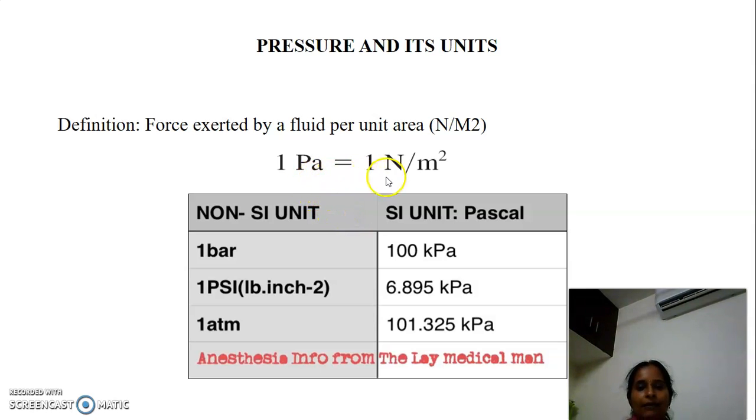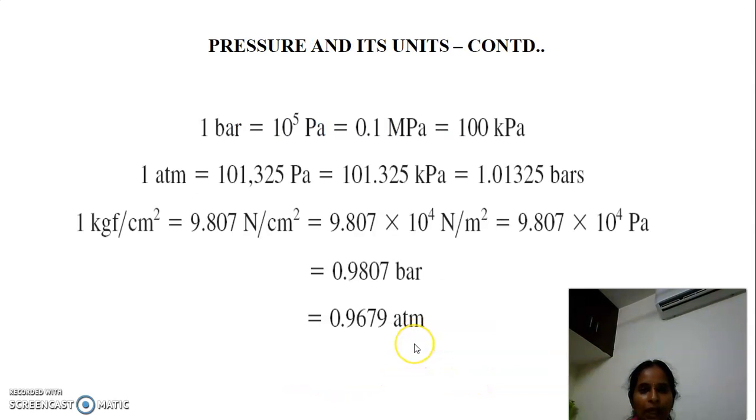1 Pascal is equal to 1 Newton per meter square. Newton per meter square comes from force exerted by a fluid per unit area. You should also know the bar, and the value for 1 atmosphere is 101.325 kilopascal. Then the next step is conversion, which you should try to learn. 1 bar is equal to 10 power 5 Pascal, which is equal to 100 kilopascal, and 1 atmosphere is equal to 1.01325 bar, which can be converted to kilopascal and Pascal.